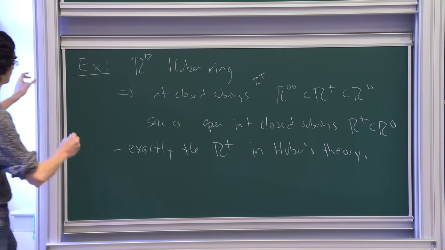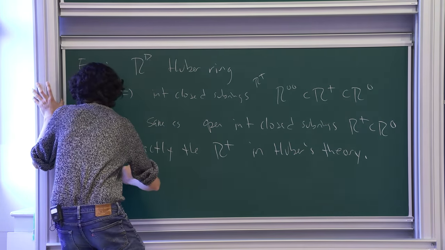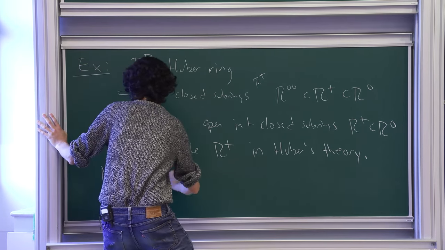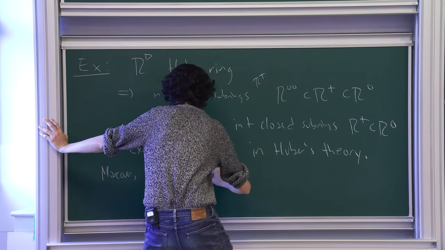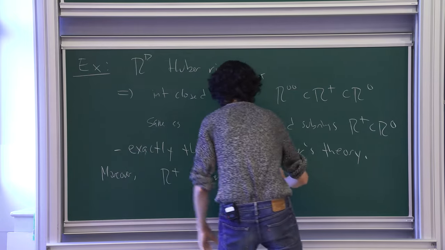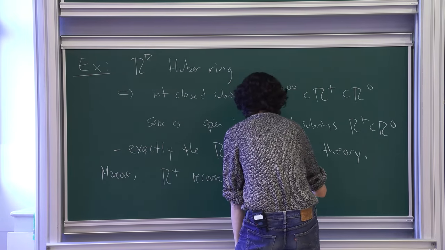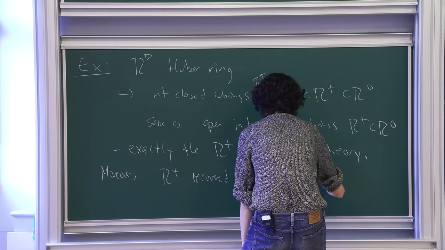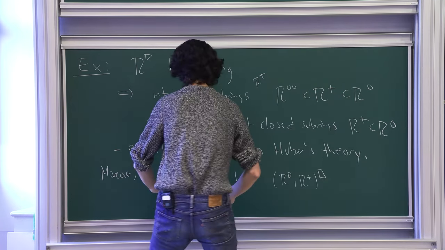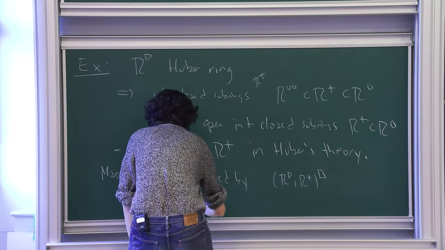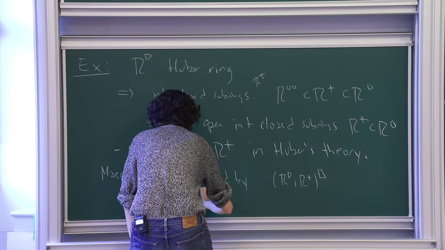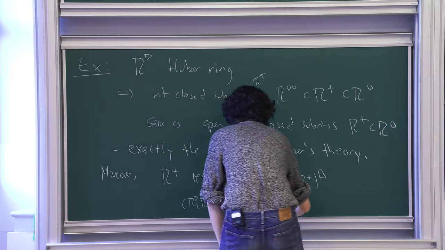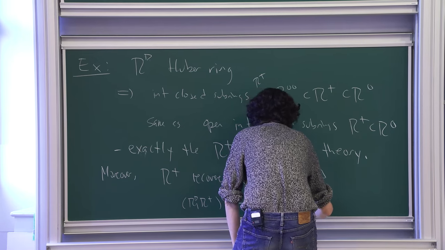Right. And moreover, in this case, the R plus is actually recovered by the analytic ring. It's basically equivalent to the, so Huber's R plus, or I should say R triangle R plus, is exactly the same thing as this solid analytic ring structure.